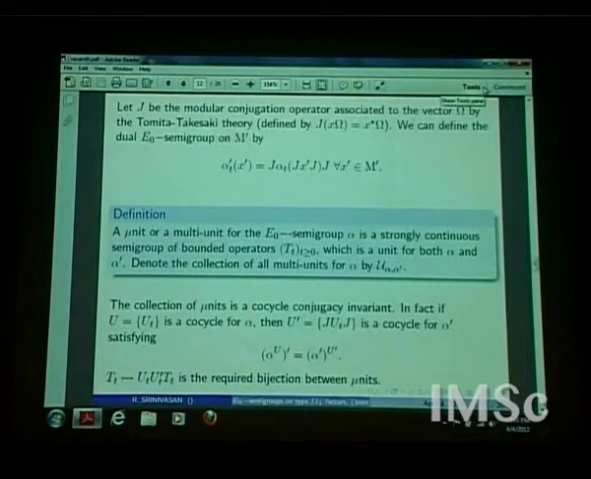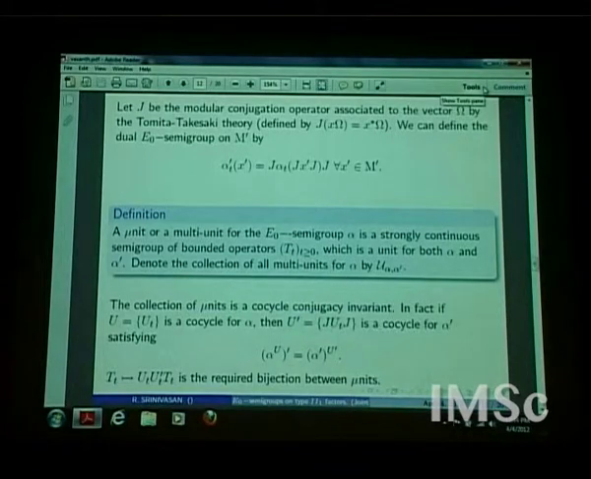It will satisfy the unitary property. J squared, I mean, J star will be J. So it will be an anti-unitary on this L2 M. So using that anti-unitary J will take M to M commutant, and it will give an opposite isomorphism between M and M commutant.